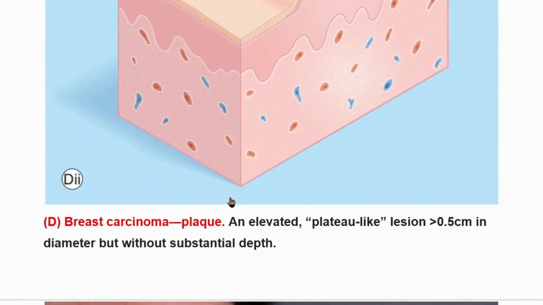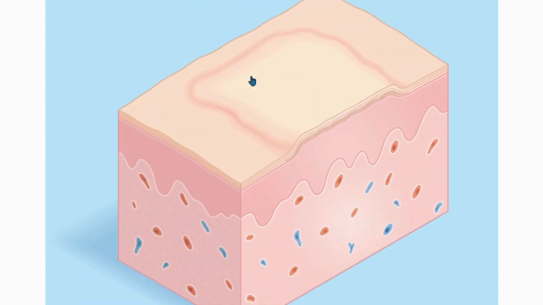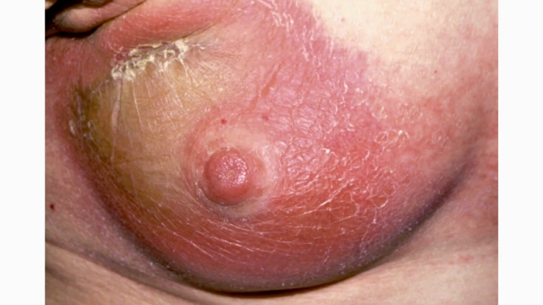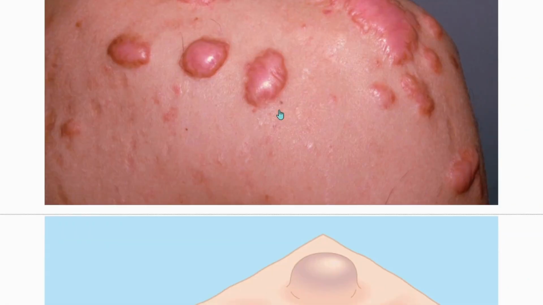And D. Breast carcinoma or plaque. In breast carcinoma, we have an elevated or plateau-like lesion more than 0.5 centimeter in diameter, but without a substantial depth. As we said, in breast carcinoma, we have plaque. As we can see in this diagram, we can see a plaque, and also we can see a plaque in breast carcinoma. As we said, it's without substantial depth.